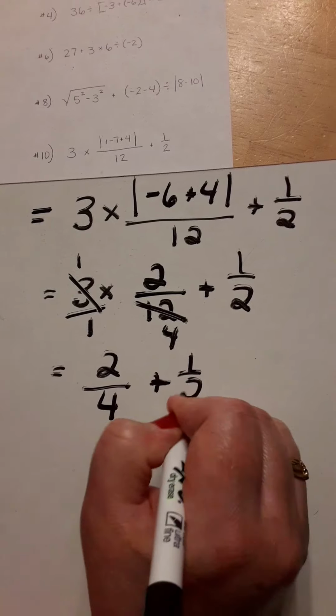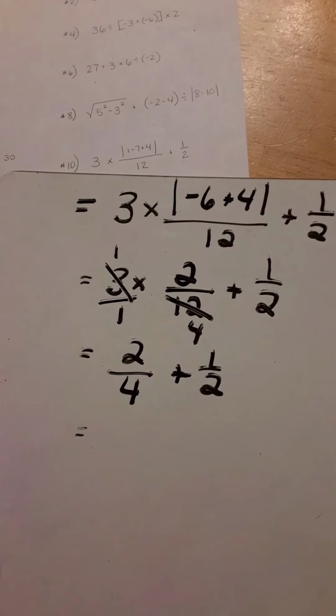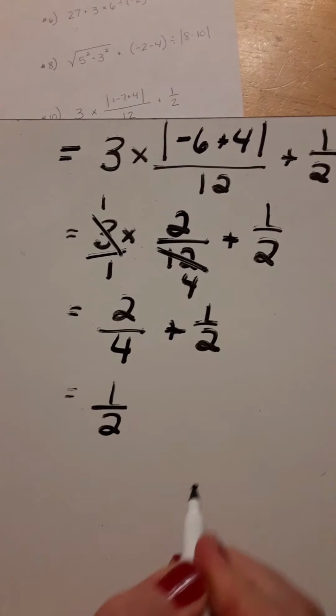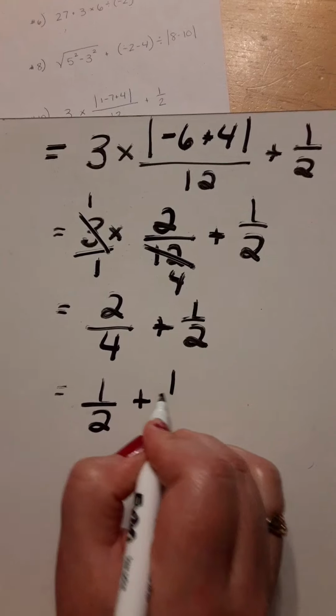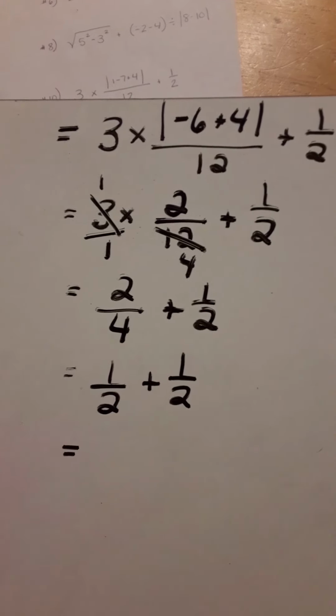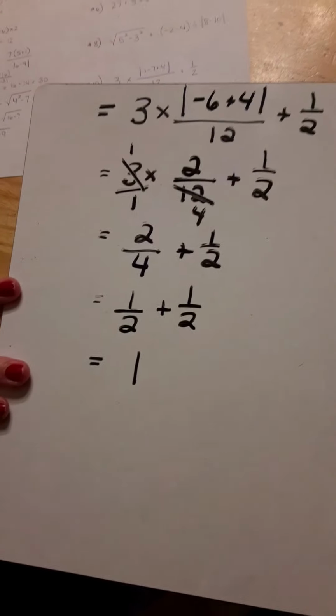And then I have 1/2 that I still have to add. Okay, to make this easier for us, let's reduce this fraction. And I get 1/2. And then here's my other 1/2 I have to add together. What's 1/2 plus 1/2? My final answer is 1.